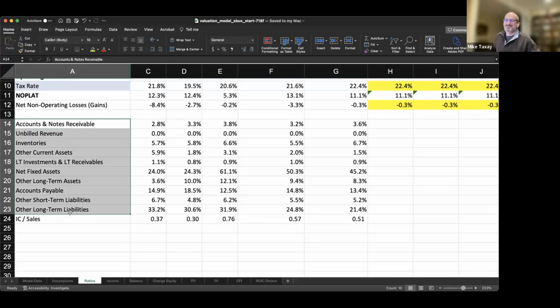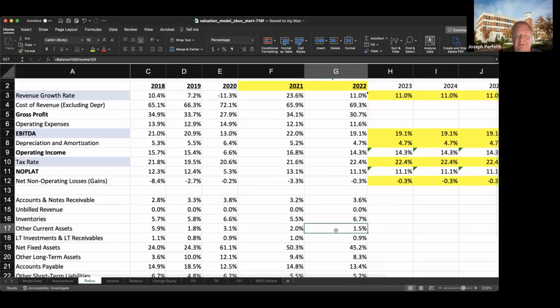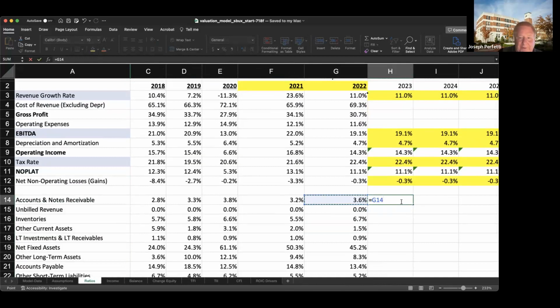You're going to see the benefit here in just a second, right? So what we're going to do is start with 2023 accounts and notes receivables as a percentage of sales equals the previous year. So H14 equals G14. That is something that can change. Yellow.